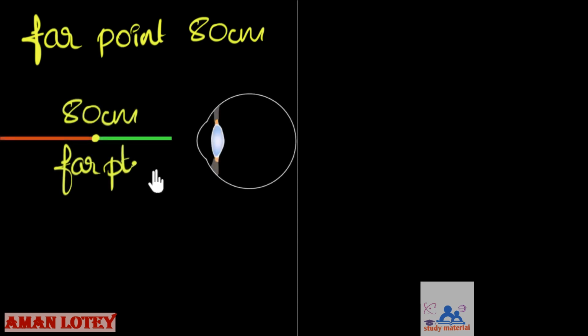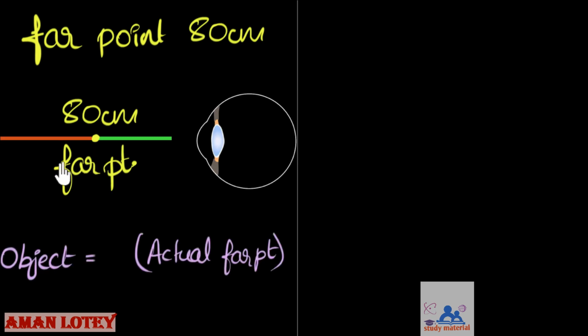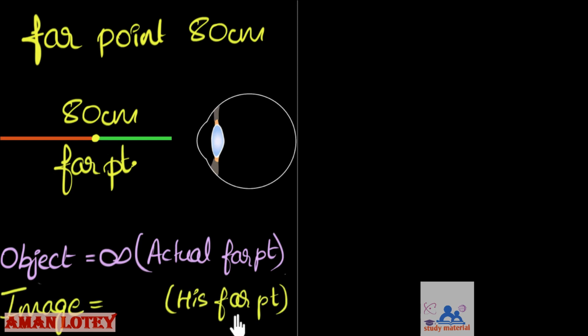So first let's draw a quick diagram. This means that the person cannot see anything farther than 80 centimeters because it's far point, but he can see closer than 80 centimeters. So how do I figure out what is the nature and the power of the glass required? Again, we don't have to remember anything. We can just think of it logically. The way I like to think about it is our glass should be in such a way that if an object is kept at his actual far point, okay, because we are correcting for his far point, remember, for at his actual far point, what is the actual far point? Infinity. Then its image should be formed at his far point. Does that make sense?